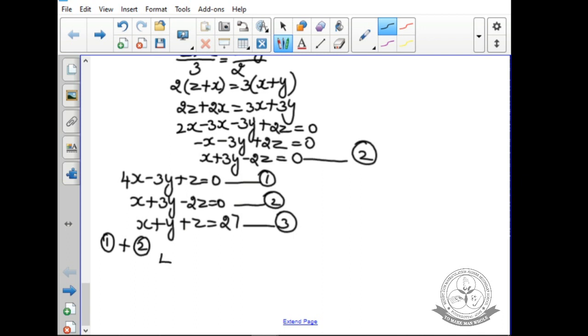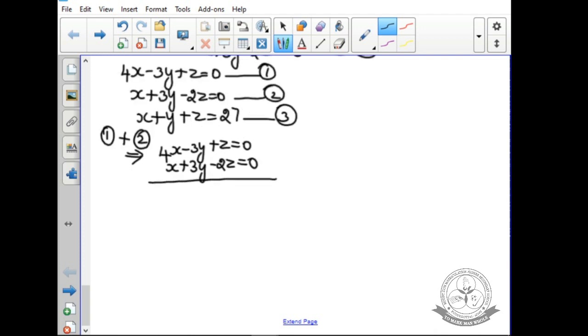So write the equation again. 4x minus 3y plus z equal to 0. Second equation, x plus 3y minus 2z equal to 0. Now add these two. This is 5x. The y term will get cancelled. Here the answer will be plus 0 minus z equal to 0. So you are getting the equation 5x minus z equal to 0. Give the name for this one as the fourth equation.